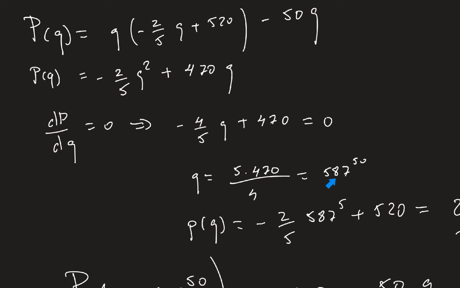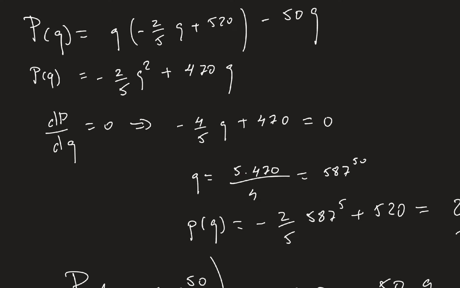Of course, you don't have 587.5 rooms, but let's say that it's possible to rent half of a room. If you are at this position, you are at the biggest amount of money in profit. So this is the amount of rooms that you have to rent.